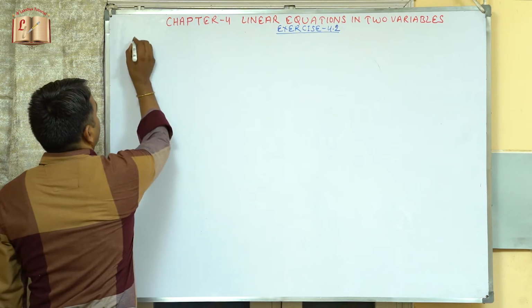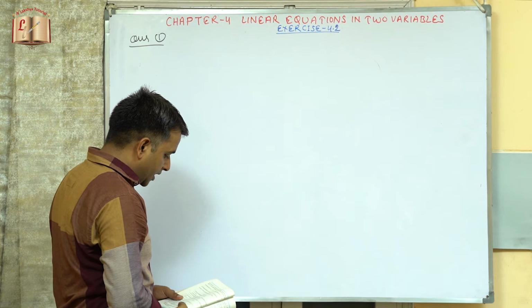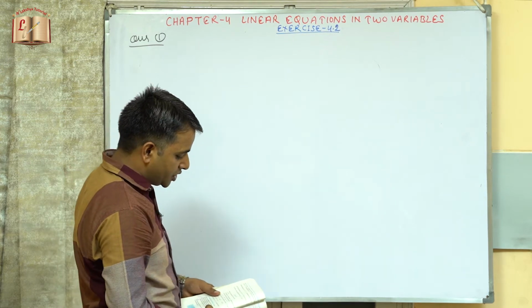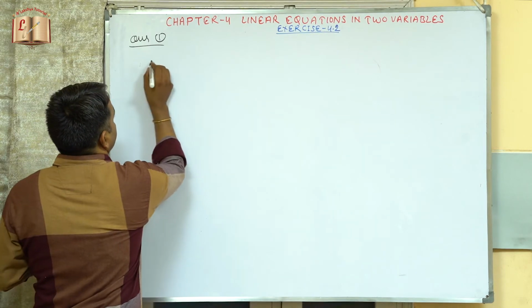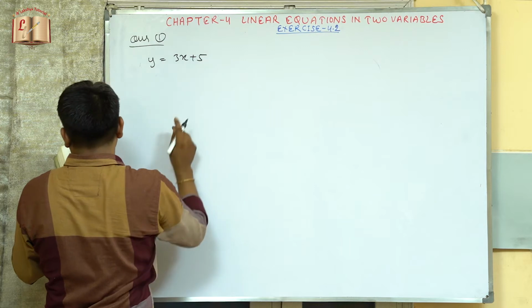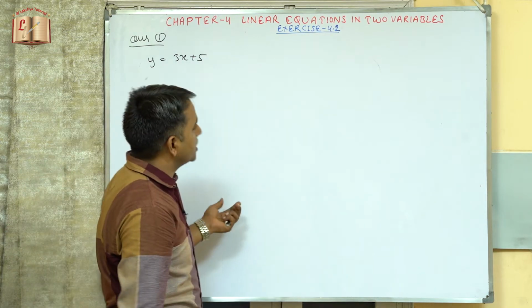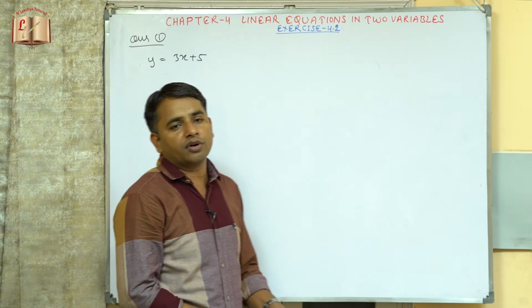So coming to question number 1, it is given: which one of the following options is true and why. The equation given to us is y equals 3x plus 5. Does this equation have a unique solution, only two solutions, or an infinite number of solutions?